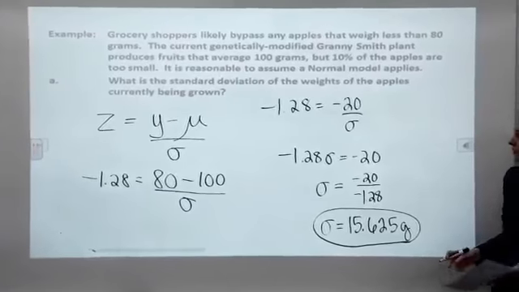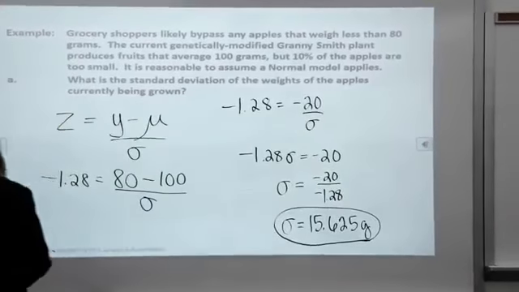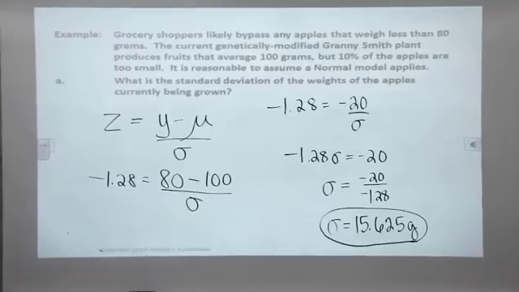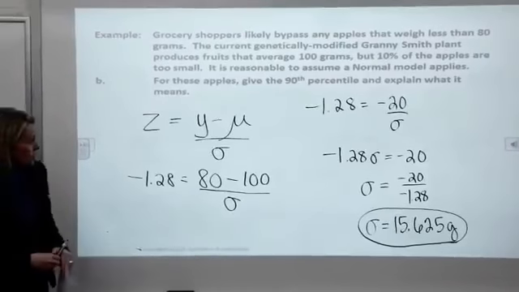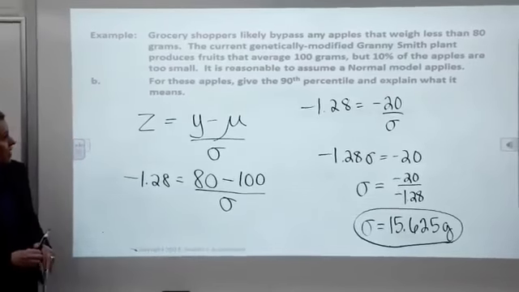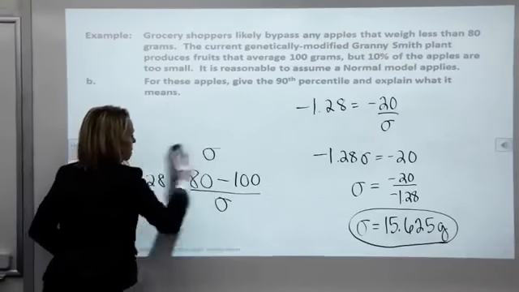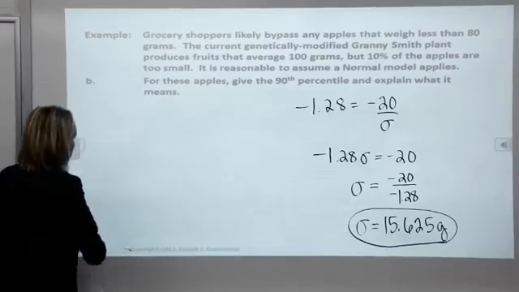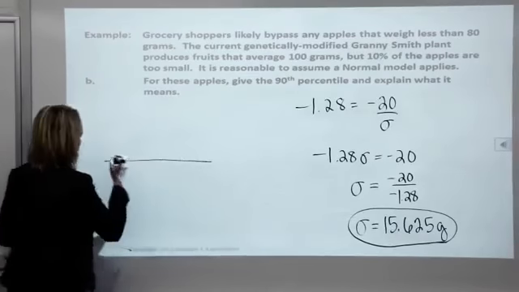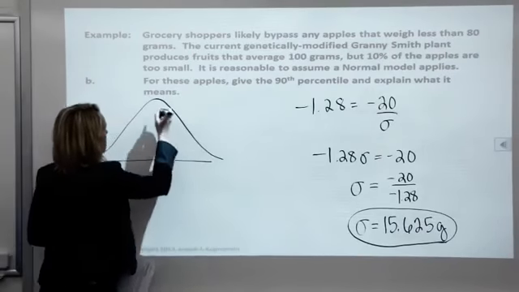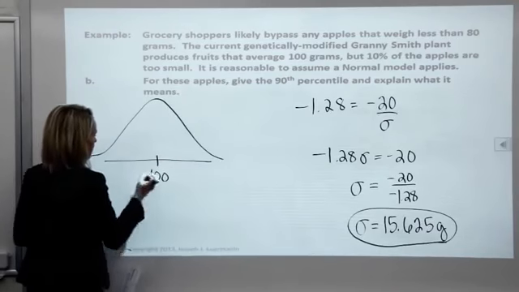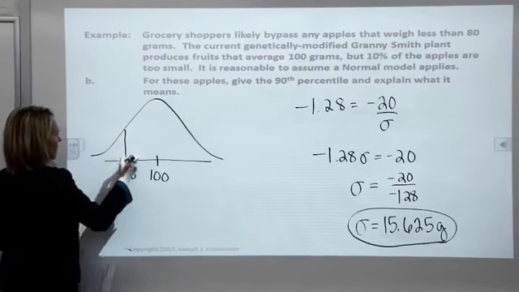So that's part A. All right, let's move on to question B. For these same apples, give the 90th percentile and explain what it means. All right, recall your picture from part A. Here was 100, here was 80.